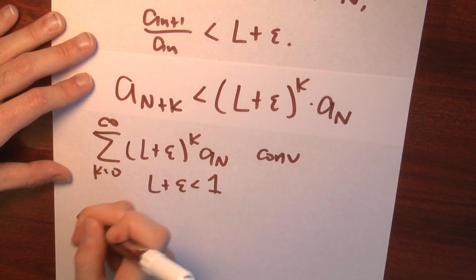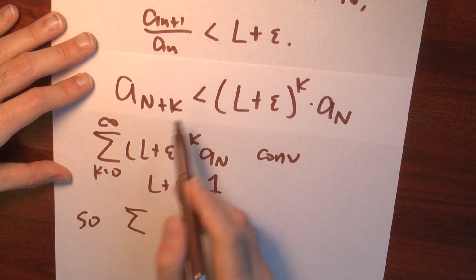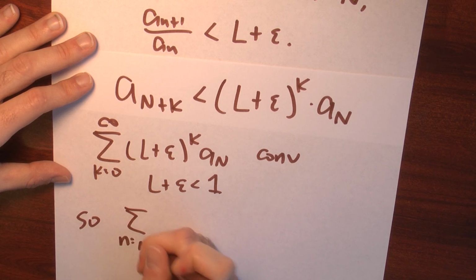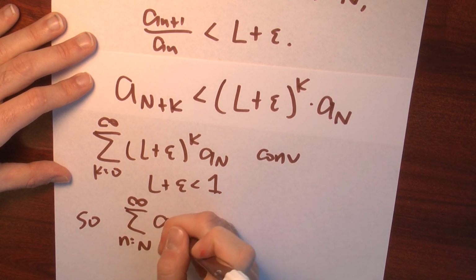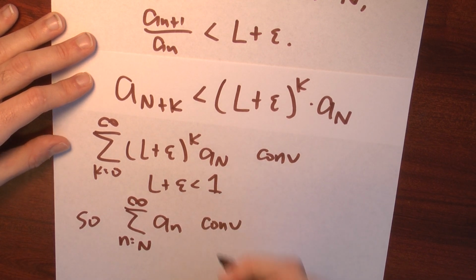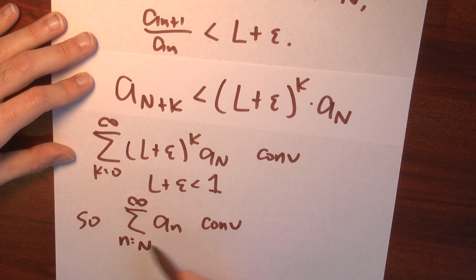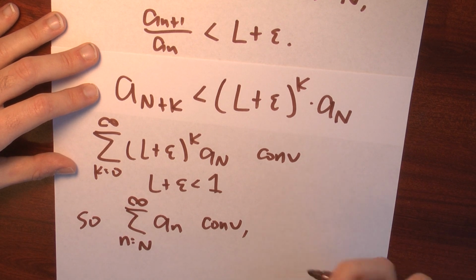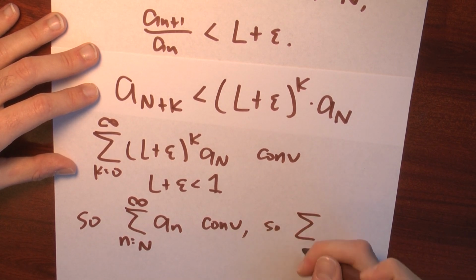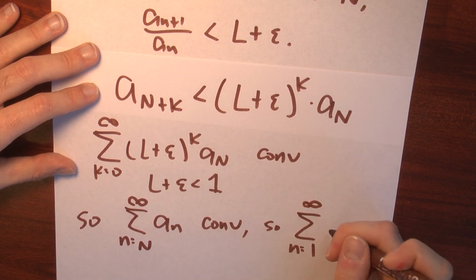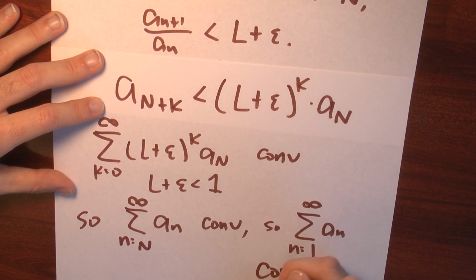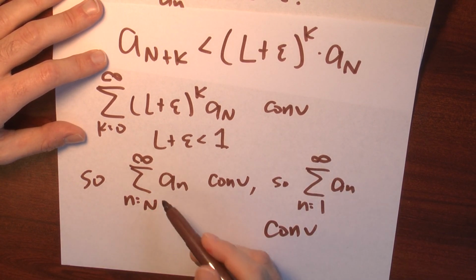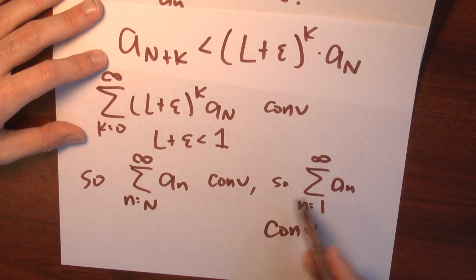But then, by the comparison test, I know something about this series. I know that the series n equals big N to infinity of a sub n also converges, because these terms are all overestimated by these terms. And consequently, the original series, the sum n goes from 1 to infinity of a sub n, also converges, because I can get this from this just by adding on finitely many extra terms.